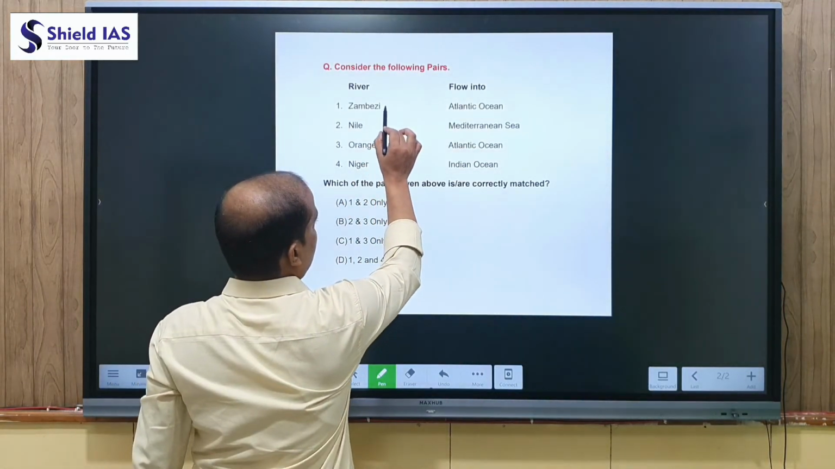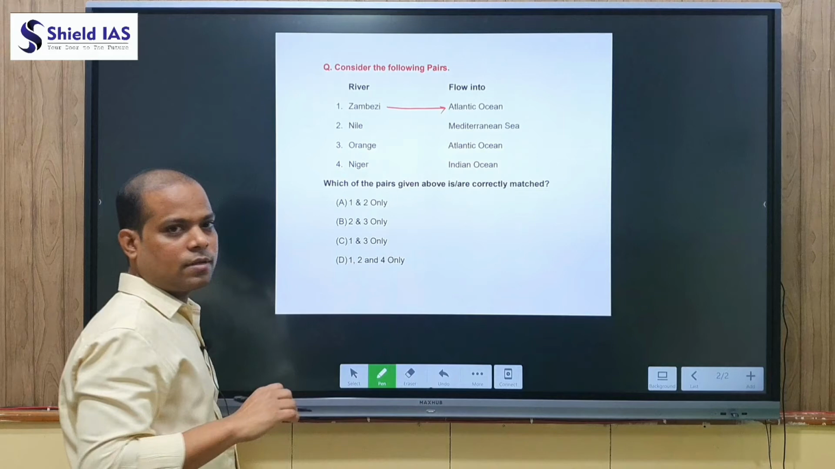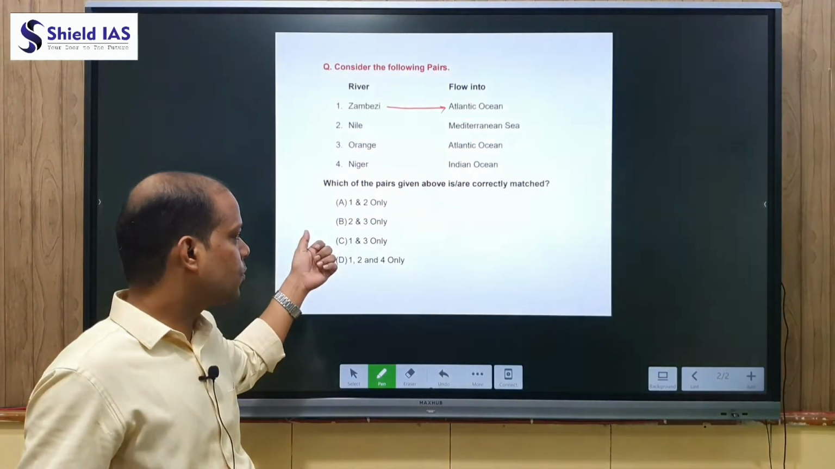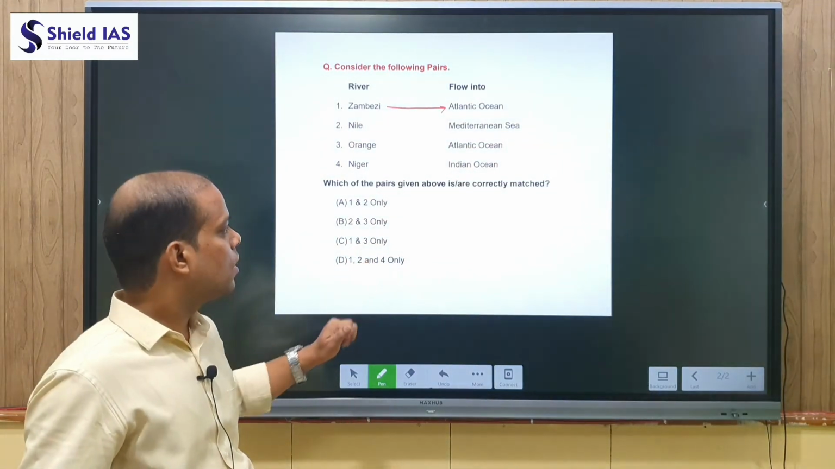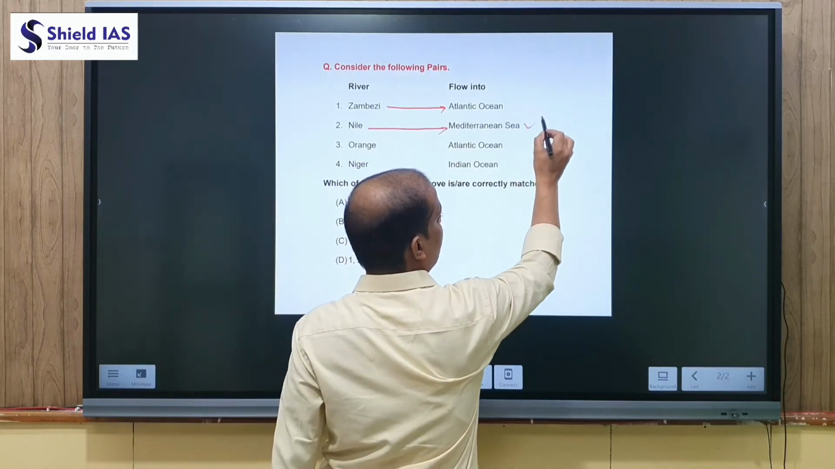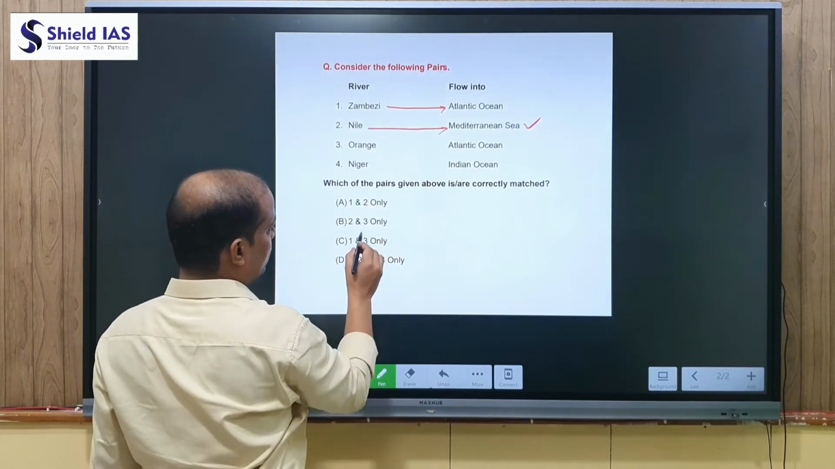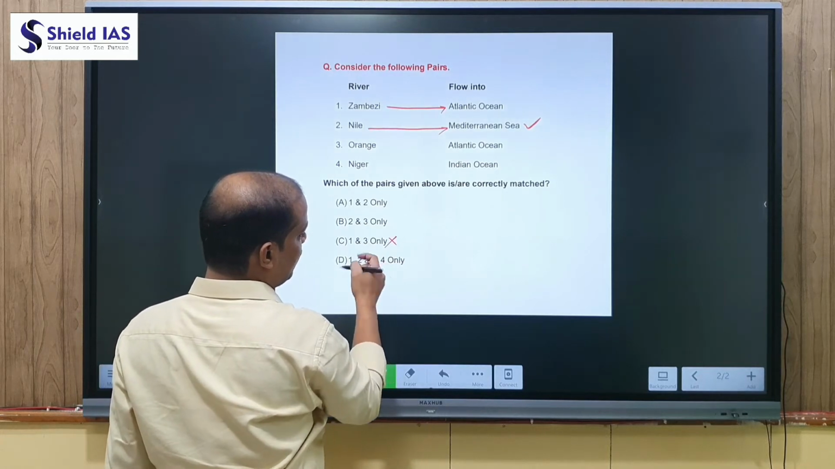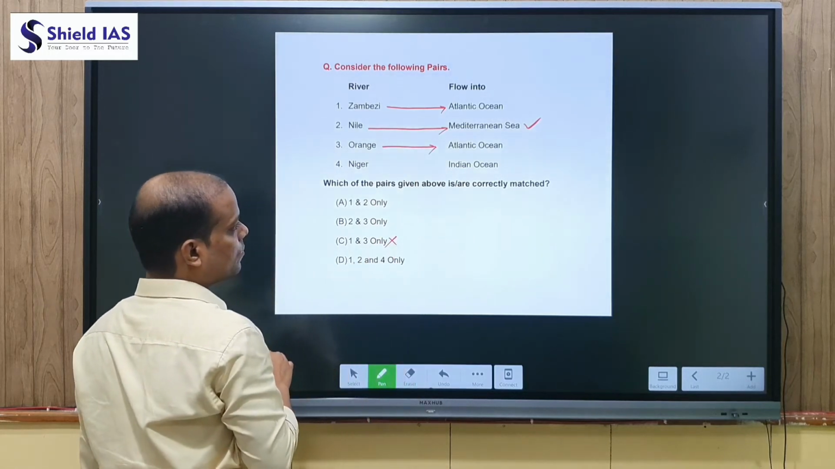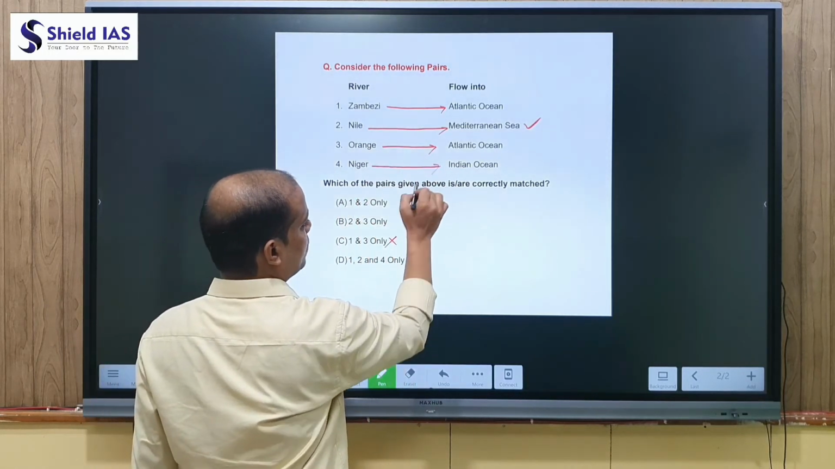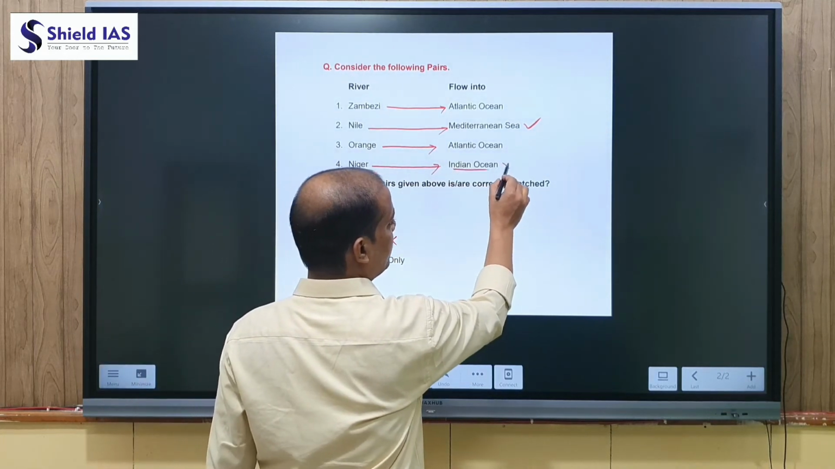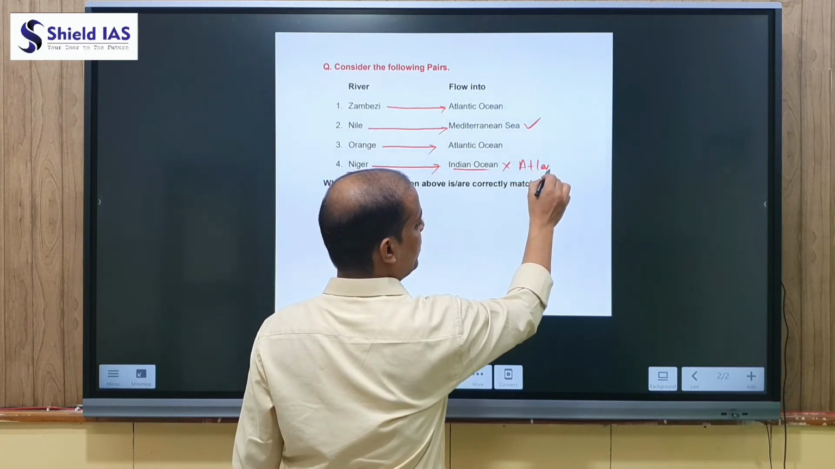Say for example, river Zambezi flows into the Atlantic Ocean: is the statement right or wrong? If it is right, you choose that option. And river Nile flows into the Mediterranean Sea, yes, so 2 is correct. In option C, 2 is not here. Orange river flows into the Atlantic Ocean and Niger into the Indian Ocean. Here Niger is not flowing into the Indian Ocean, it is flowing into the Atlantic Ocean, as we have seen in the previous slide.